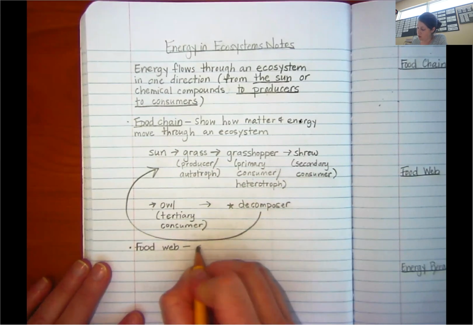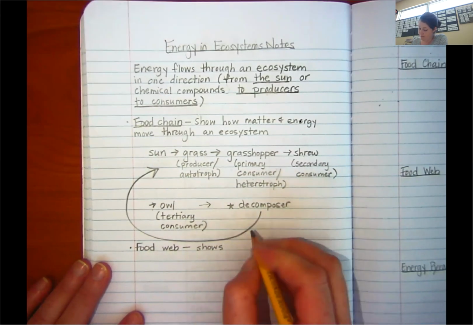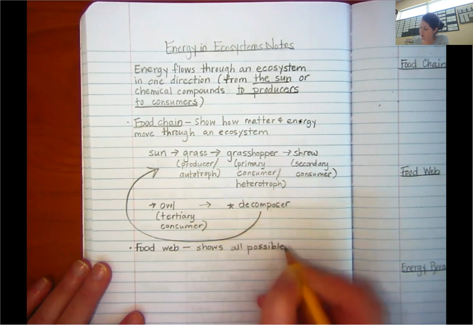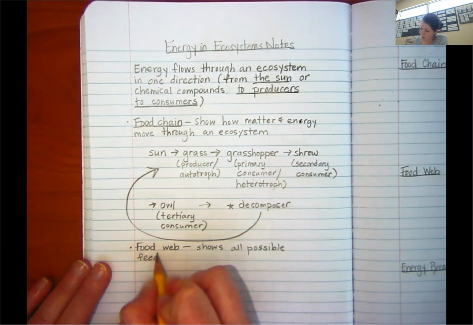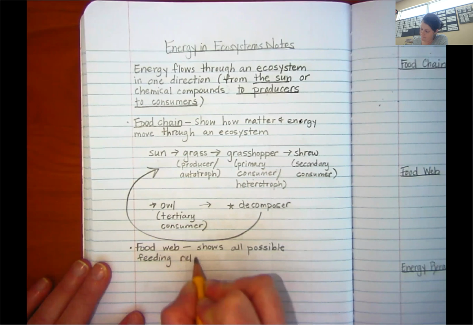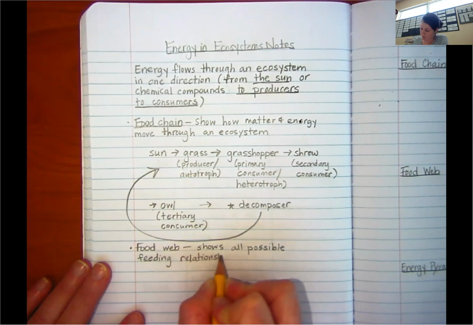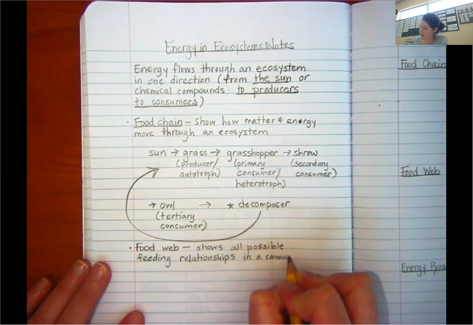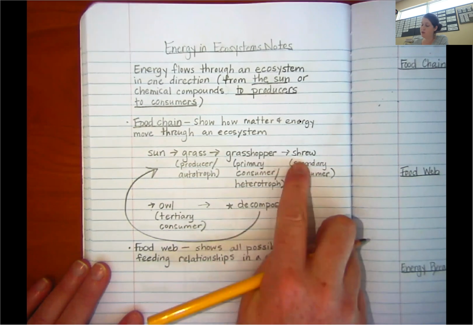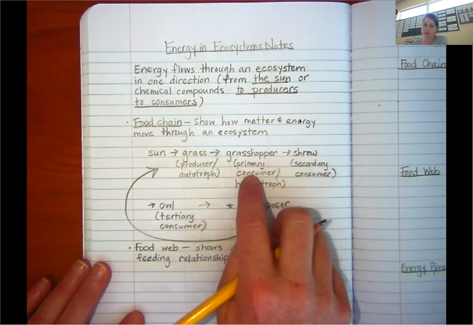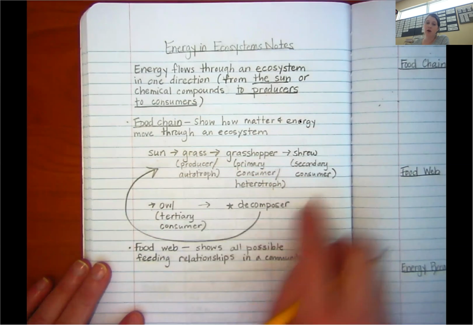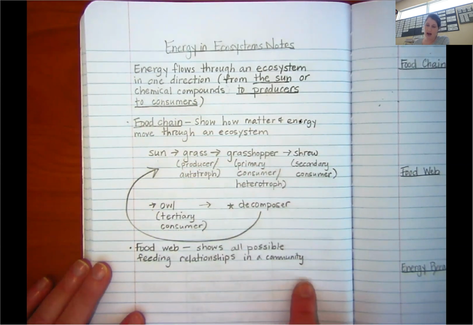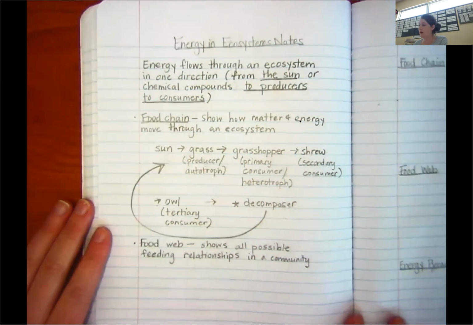This shows all possible feeding relationships in a community. So we know that there's not only shrews that eat grasshoppers. There's not only grasshoppers that eat grass. We could, in theory, have a whole bunch of all the different food chains and combine them and actually lay that out to show all the connections between them.